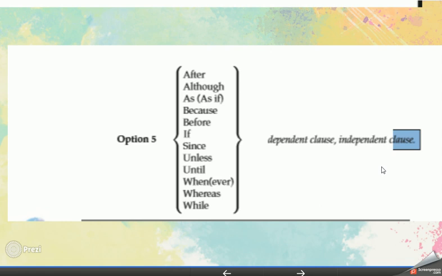Another option is still a complex sentence. However, the order of the clauses is different now. What do we have? We have a subordinating conjunction followed by the dependent clause, as I told you before, the subordinating conjunction has to be always attached to the dependent clause. But this time, in this option, we start with the subordinating conjunction and the dependent clause. Pay attention to the comma, then the independent clause. So the same thing, we have an independent clause and a dependent clause, but the order is different here.